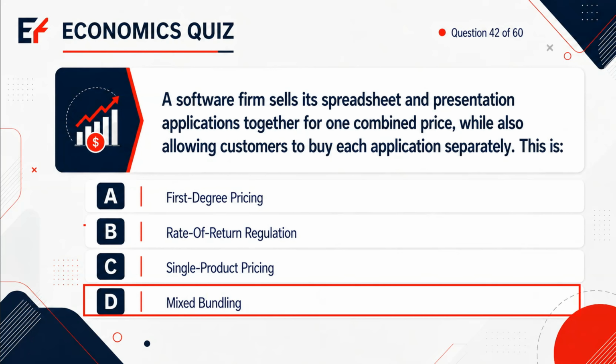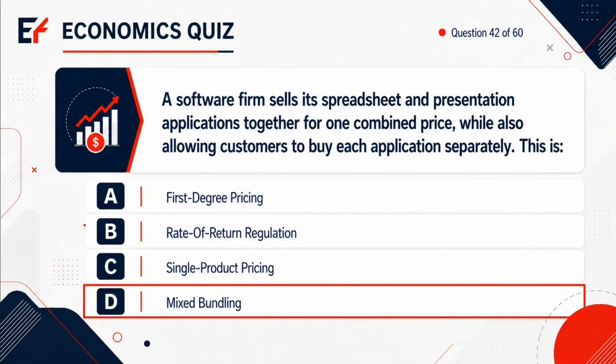Let's identify the pricing approach. Mixed bundling allows customers to buy products individually or together as a package. In this case, buyers can purchase the spreadsheet application, the presentation application, or both applications at one combined price. Therefore, the firm is using mixed bundling.